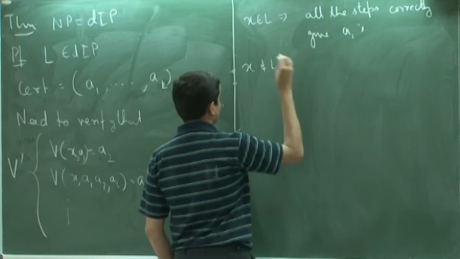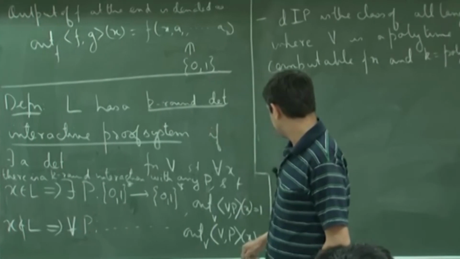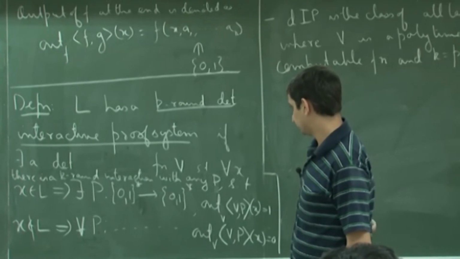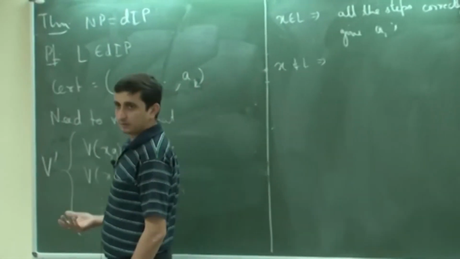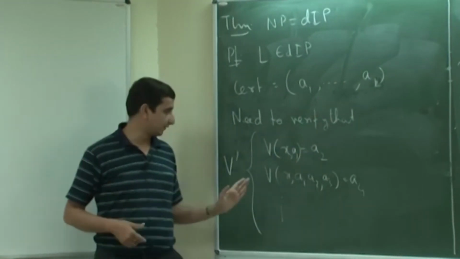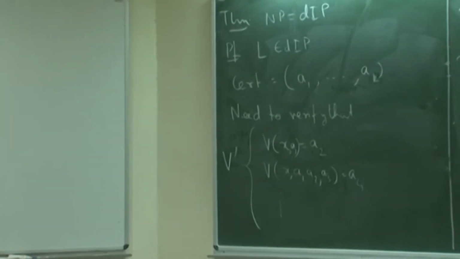And what if x does not belong to L? At least one of these steps fails. What do we mean by that? x does not belong to L means here that for all prover functions, this is 0. There is no certificate such that all the steps can be correctly verified. So basically, for every certificate there is at least one step where it will not match with whatever V is computing. The final answer will be no.